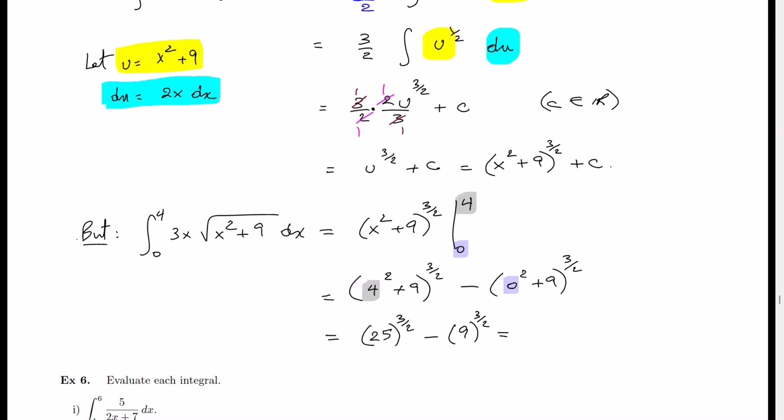And this is exactly the same numbers that we got on the previous page. We know that the answer is supposed to be 98. And now we are completely done.